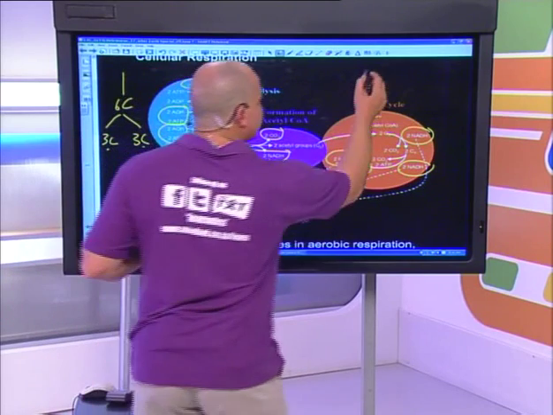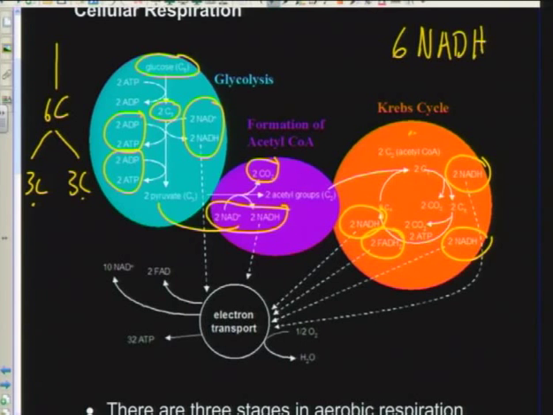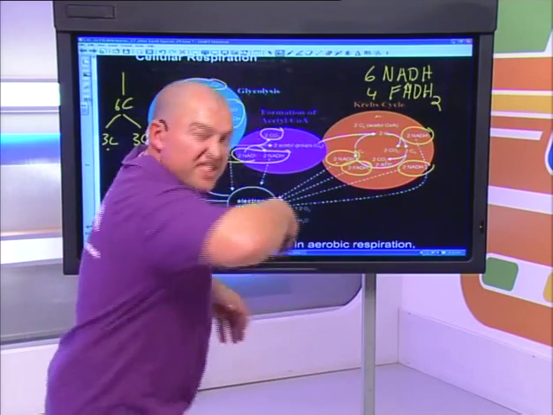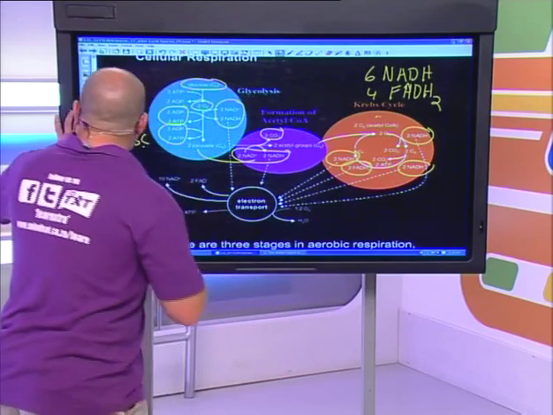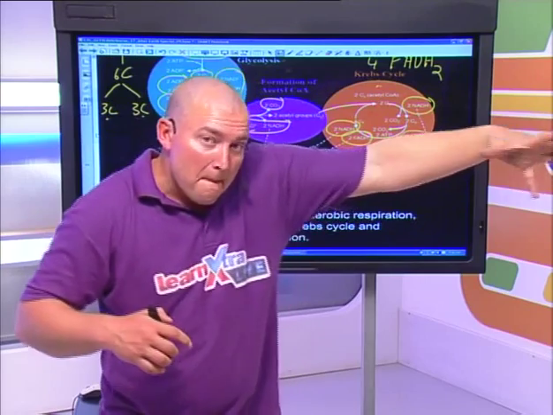That means there's six NADHs in here. There is four FADH2s. There's four of them. Okay, and then of course we've got the ones here from the top. Not too difficult, very easy. I'm trying to let you understand this as quick as possible because there's other things I want to throw in there as well. And that was just to make something.